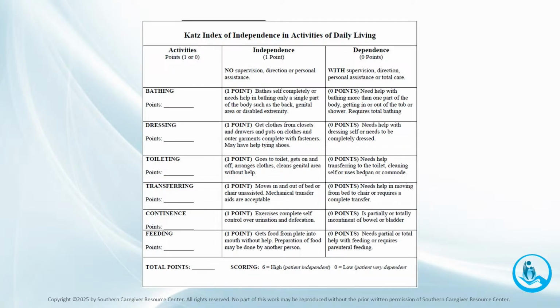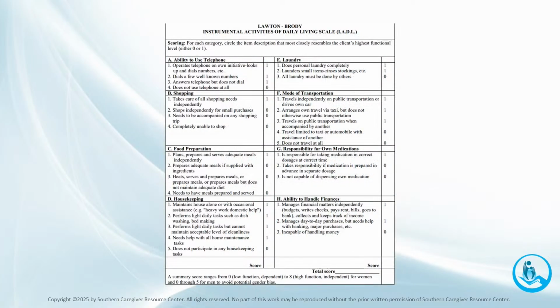Now, next slide, please. Now, we are seeing a different scale, right? And now this scale is for the instrumental activities of daily living. So this is the Lawton-Brody scale, okay? Now, this is commonly used with older adults to help determine the level of assistance they may need, or guide their care plan, or monitor changes in functional status over time. So how does it work?